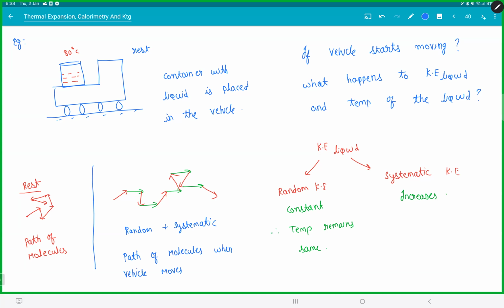So when you put water in a flask and just carry it, the temperature won't increase. But if you take the flask and shake it, due to the collision with the walls, the motion becomes random and the temperature rises. Is this clear, everyone? Clear? Next one.